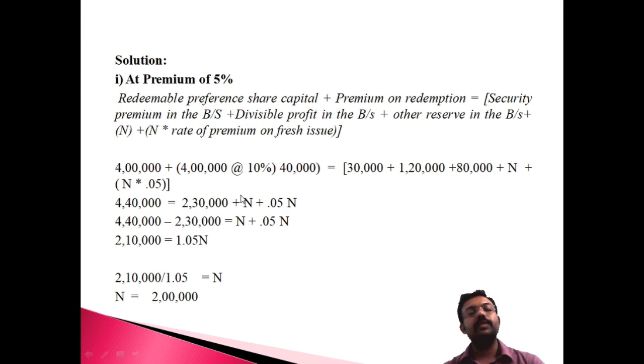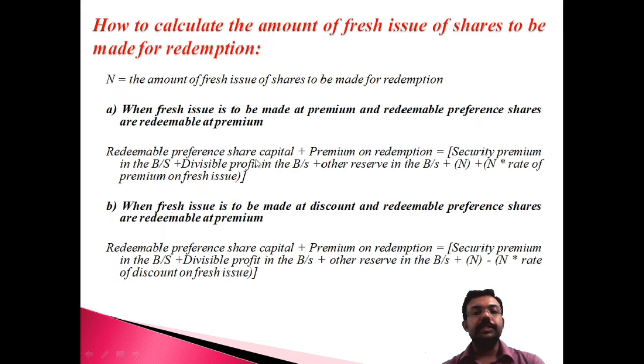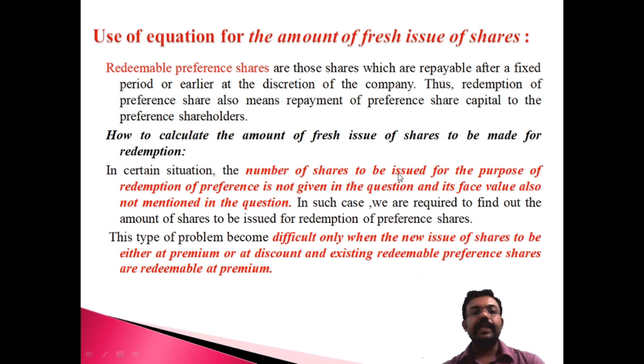This shortcut formula is only applied in situations where the number of shares issued for the purpose of redemption is not given in the question, and its face value is also not mentioned. Similarly, these are equity shares issued at a premium or discount, and existing redeemable preference shares redeemed at a premium. This is the situation for applying this formula.